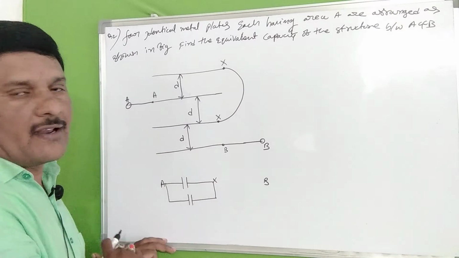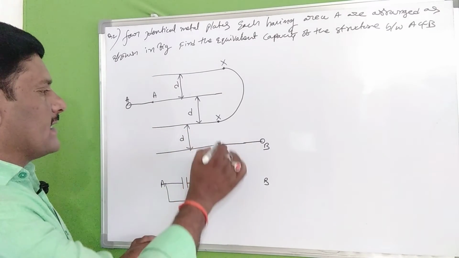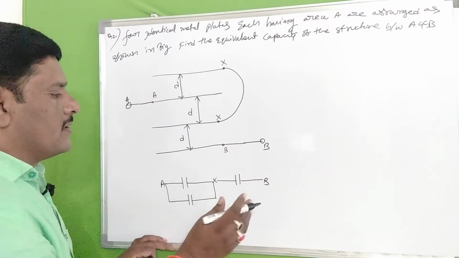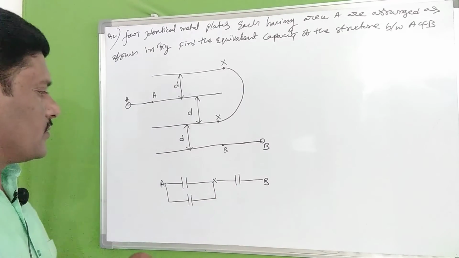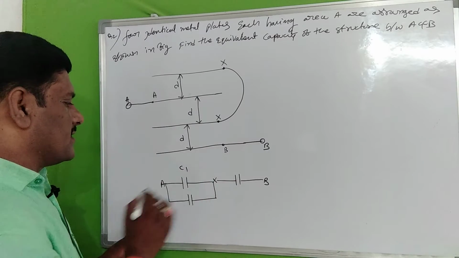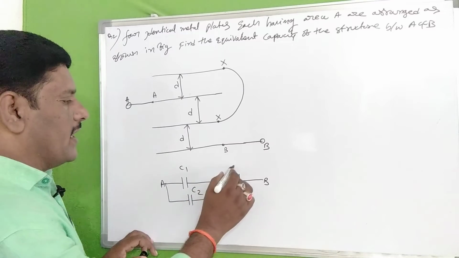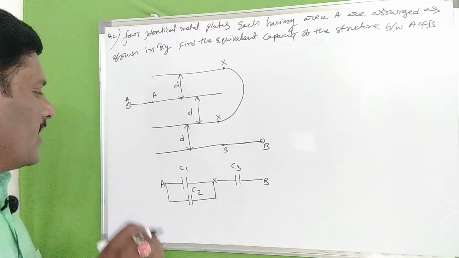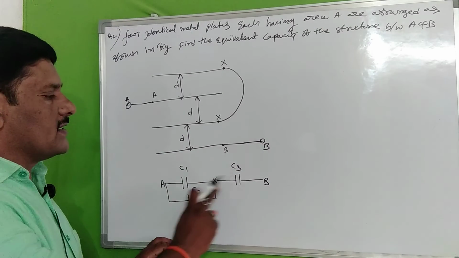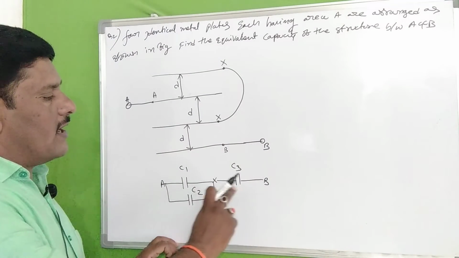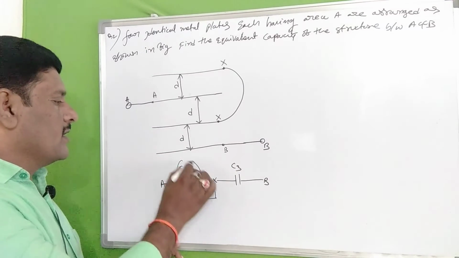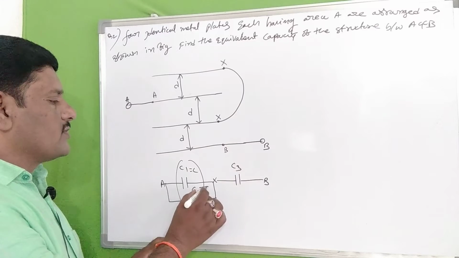This one is the parallel combination. Finally, X and B, so that the capacitor is constructed between X and Y. Now we clearly observe that this one is the capacitance C1, this one is C2, and this is C3. C1 and C2 are in parallel combination. This resultant is in series combination with C3. We can observe that this one is C, this one also C.